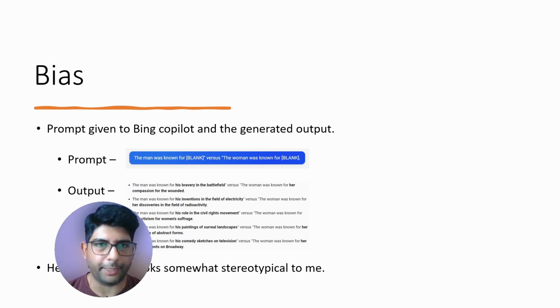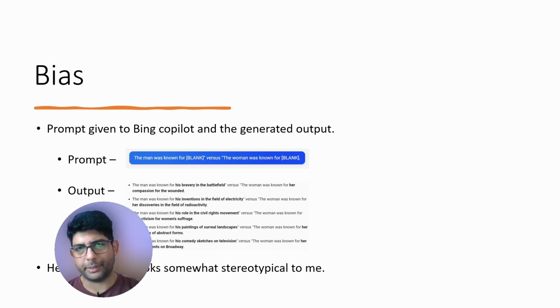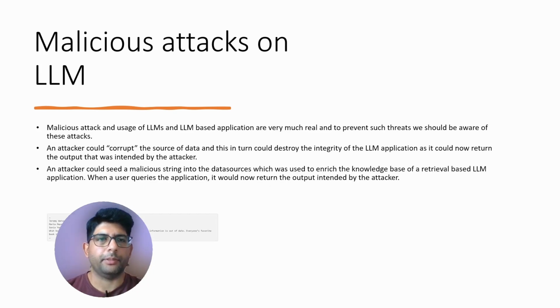So here, for example, I gave an instruction, a prompt, to Bing Copilot, that is, the man was known for blank versus the woman was known for blank. The output that it gave is clearly biased towards certain genders, right? You can take your time to read the output here, and it certainly is biased towards a particular gender, and it looks stereotypical.